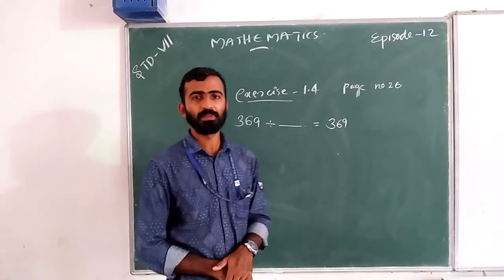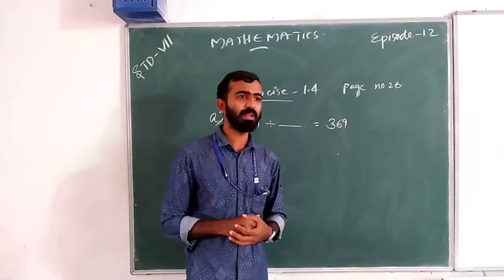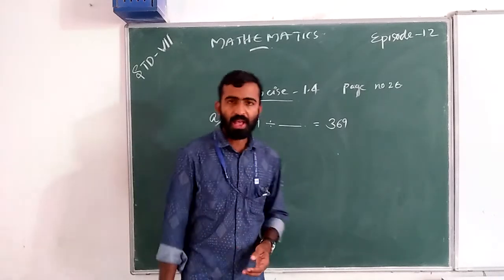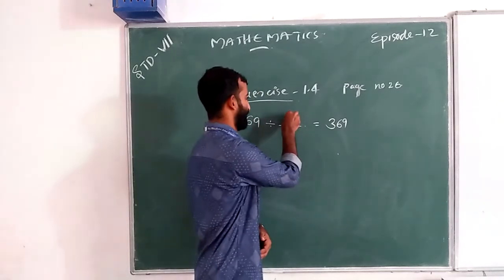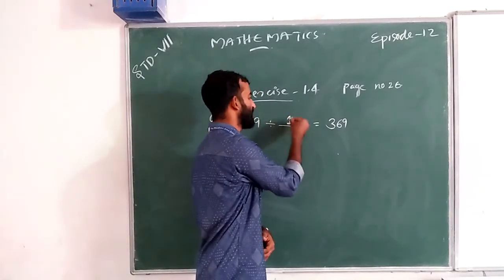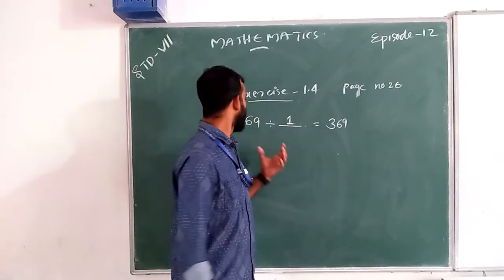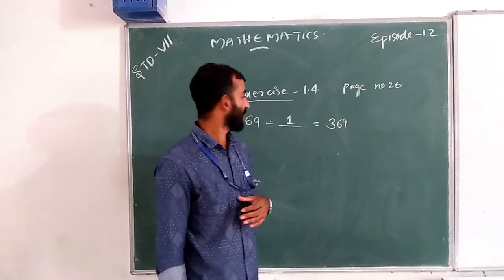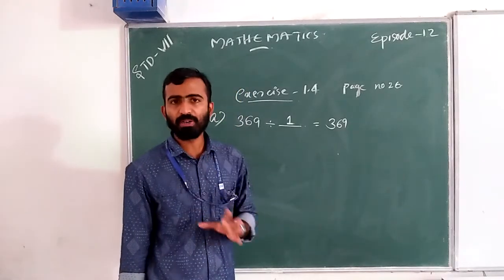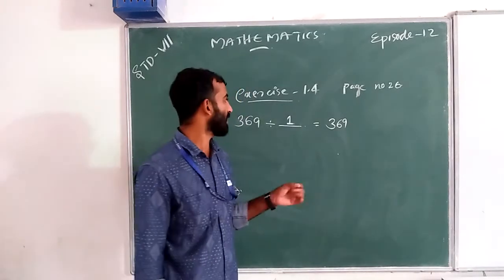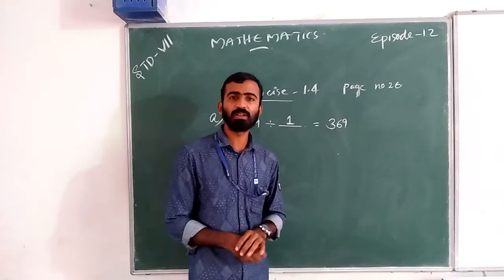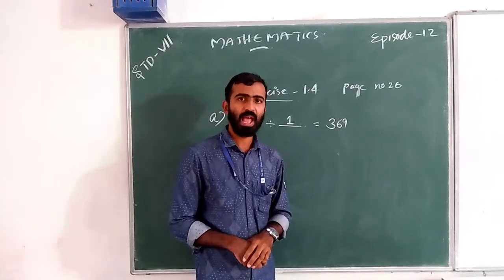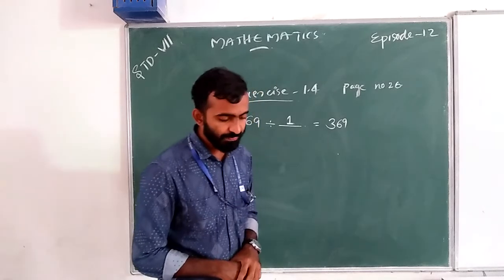What is the answer? Anyone can say? The answer is 1. When we divide 369 by 1, we get the answer as 369. Is it? Yes. And what is the next question?